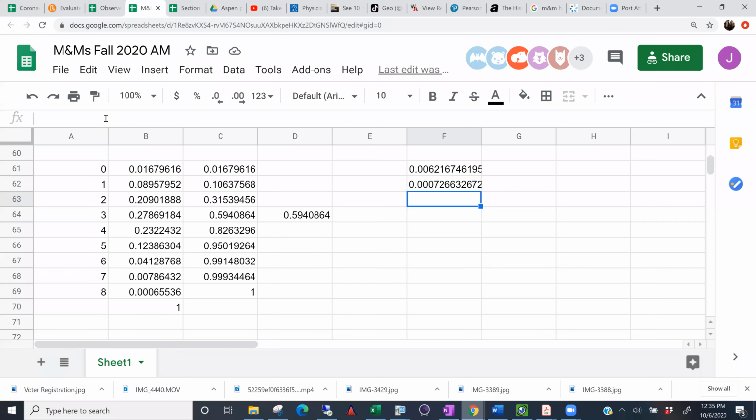Now that's great that I got those two probabilities, but I need to do something else with those as well. What's that last thing I need to do? Add them up. Yeah, add them up. Good. Fortunately, there's a sum command. Just type in equals sum, click and drag on these two cells, and there you go, 0.0069.